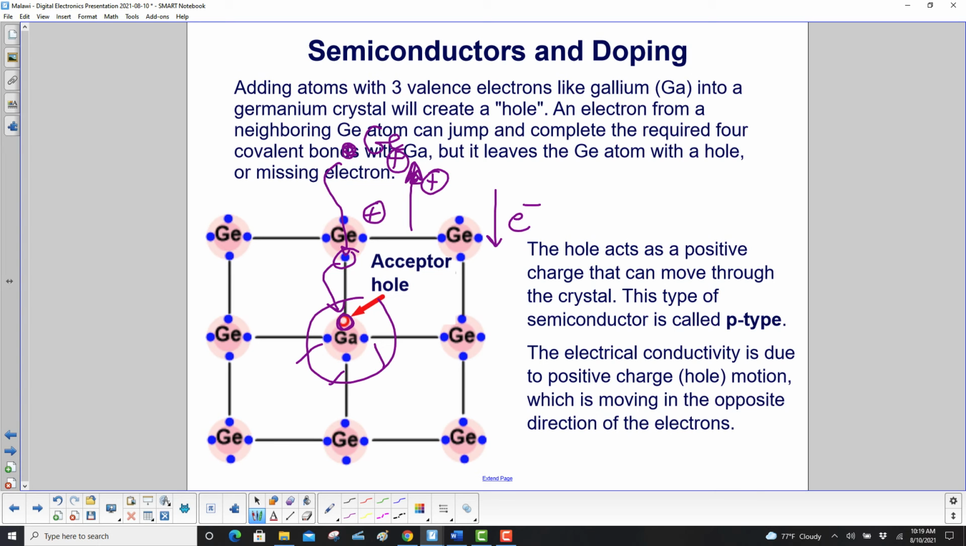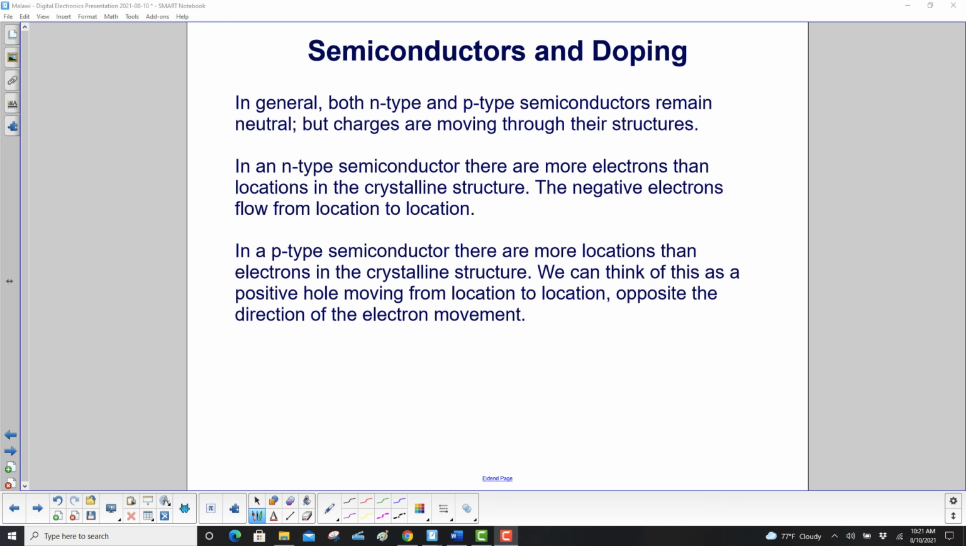The electrical conductivity is due to positive charge or the hole motion, which is moving in the opposite direction of the electrons. In general, both N-type and P-type semiconductors remain neutral, but charges are moving through their structures. In an N-type semiconductor, there are more electrons than locations in the crystalline structure. The negative electrons flow from location to location. In a P-type semiconductor, there are more locations than electrons in the crystalline structure. We can think of this as a positive hole moving from location to location, opposite the direction of the electron movement.